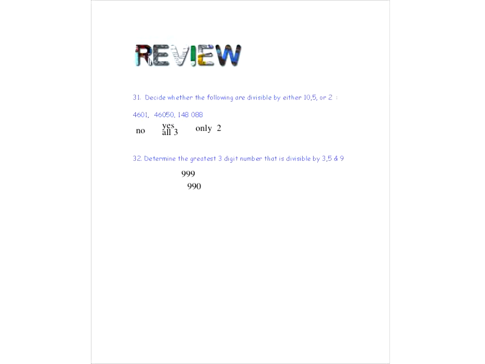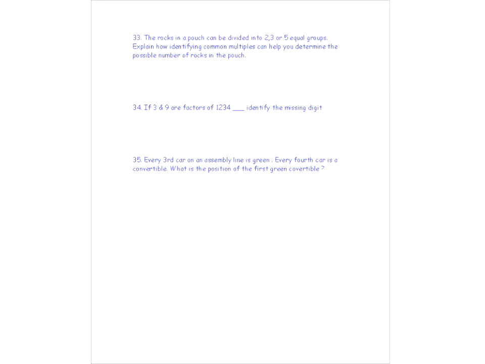Okay, that is the largest. Good stuff. Right on. Okay, so next question. The rocks in a pouch can be divided into 2, 3, or 5 equal groups. Explain how identifying common multiples can help you identify the possible number of rocks in the pouch.